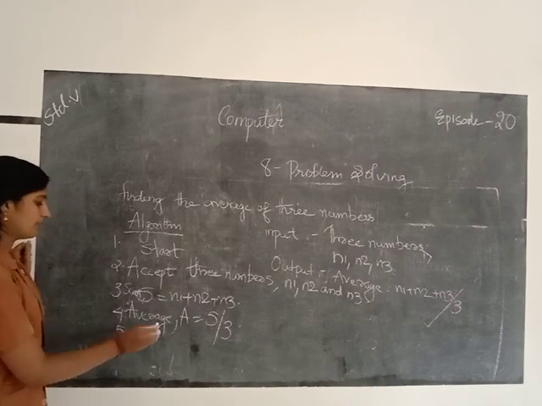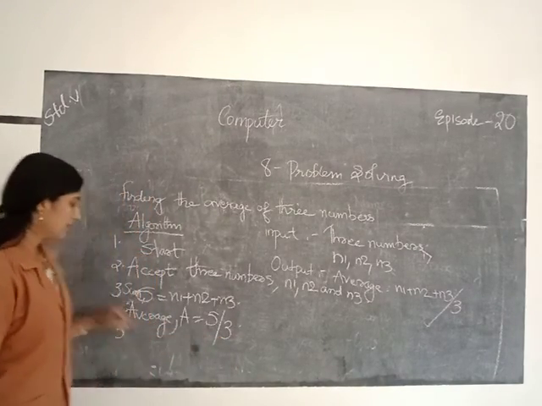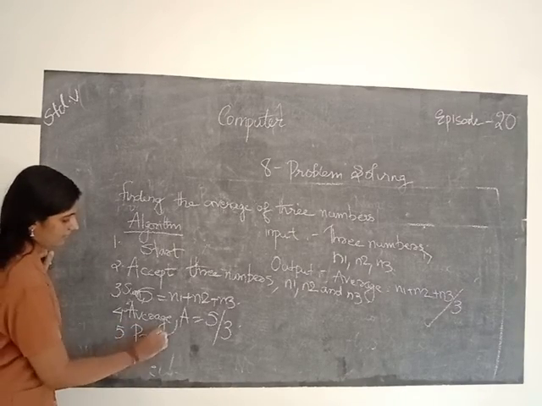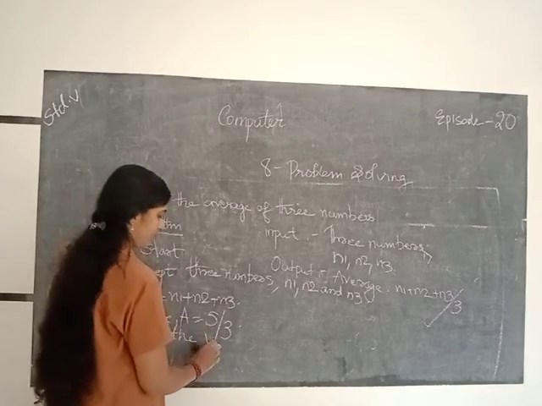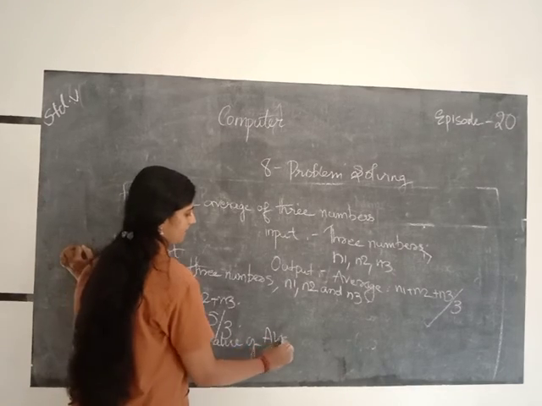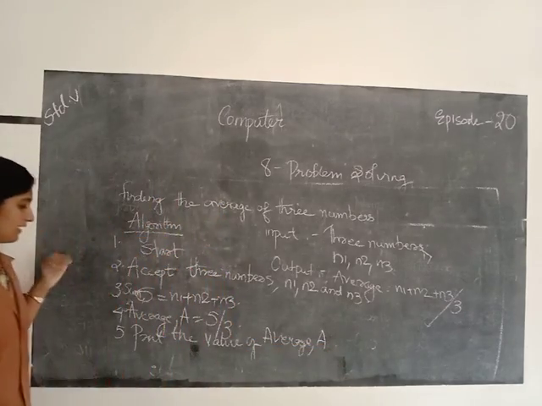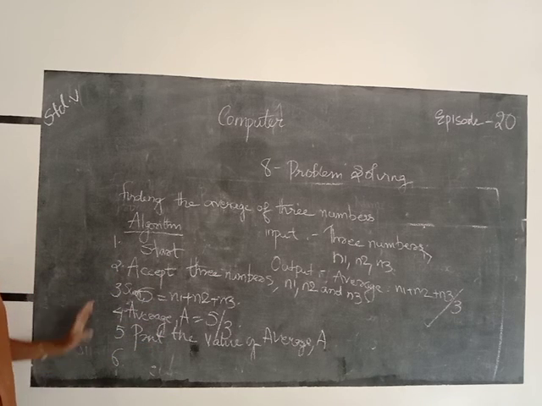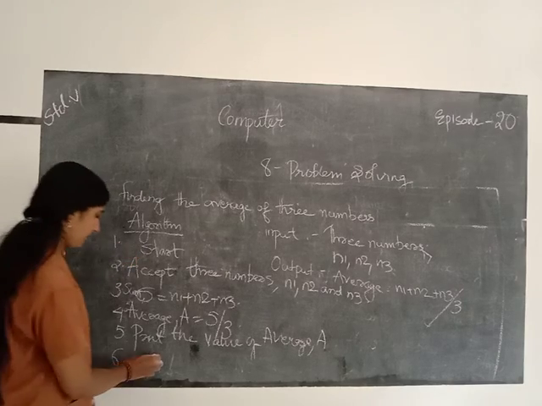Then fifth one, now we find out the average of three numbers, then we can print it. So fifth step, print the value of average, comma, a. Then sixth step, after completing the whole process, exit the program. So stop.